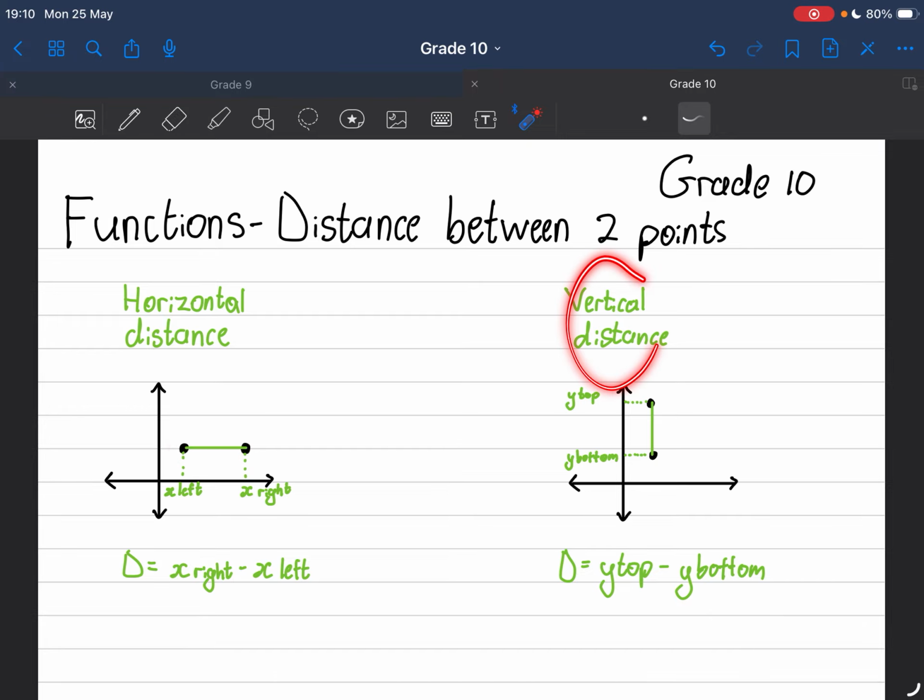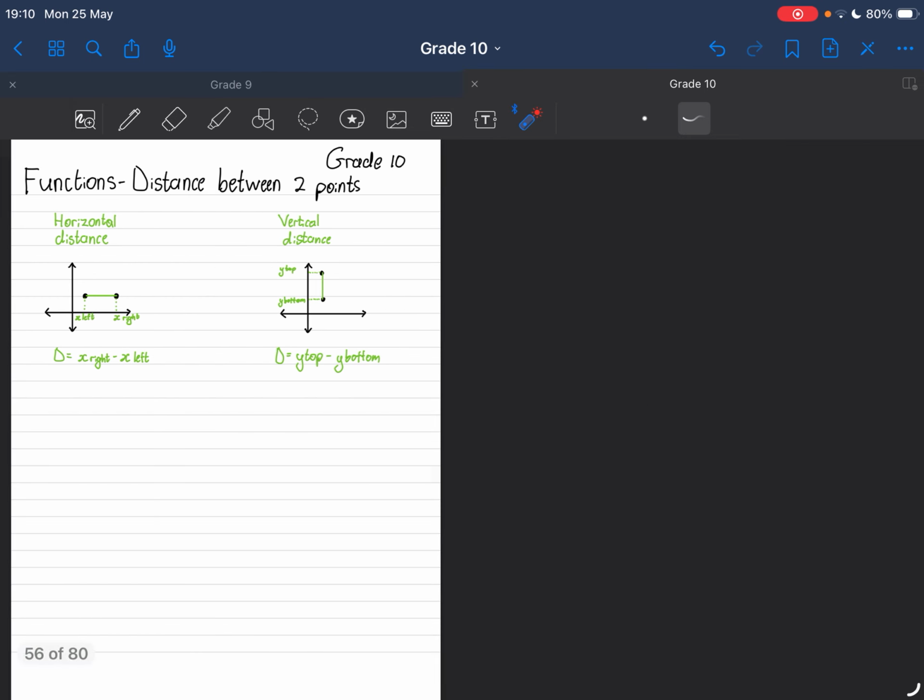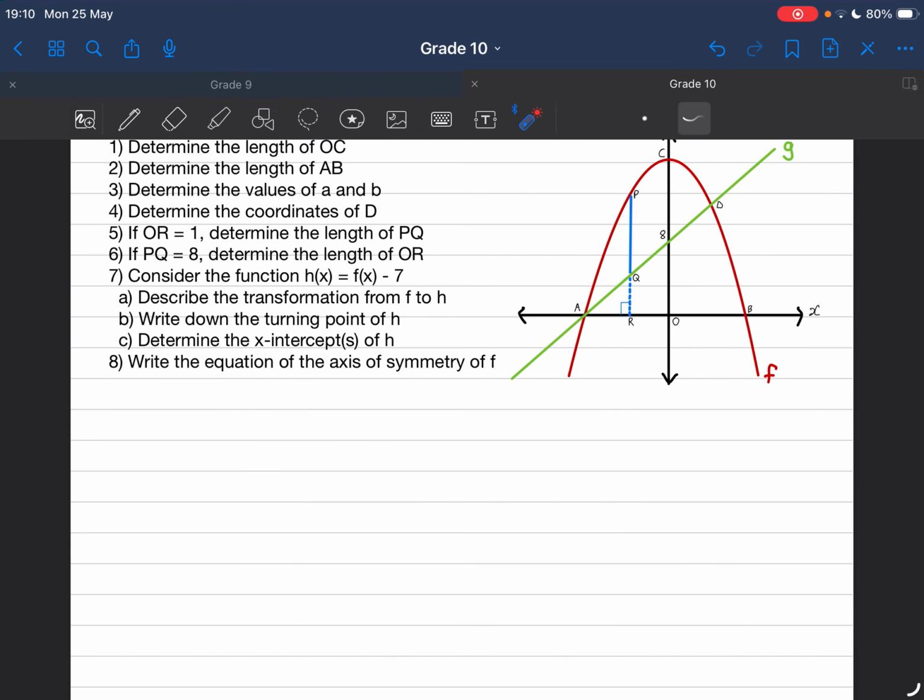If they were a vertical distance, so a point directly above or below each other, the length between them would be the y coordinate of the top point minus the y coordinate of the bottom point. Alright, let's check this out.